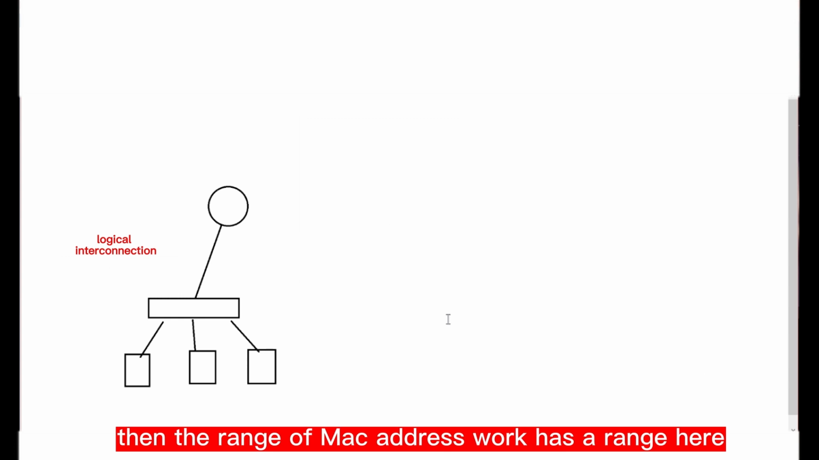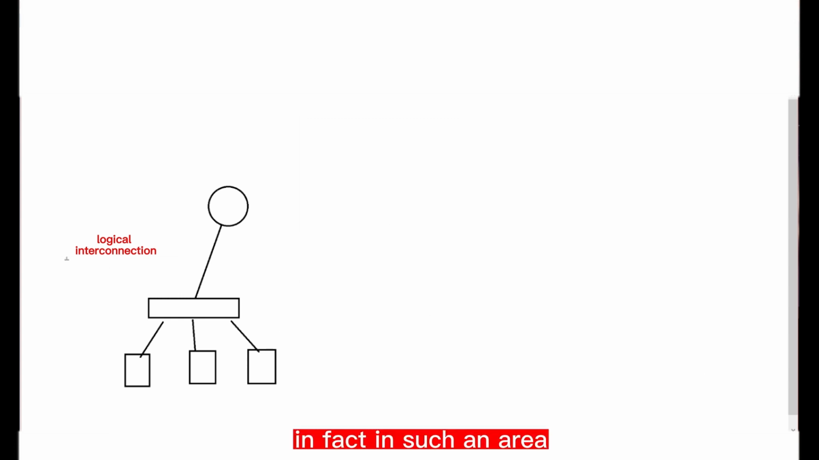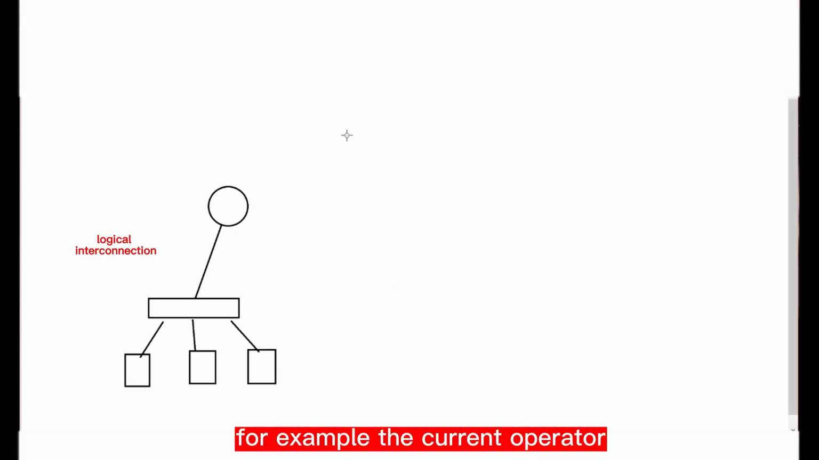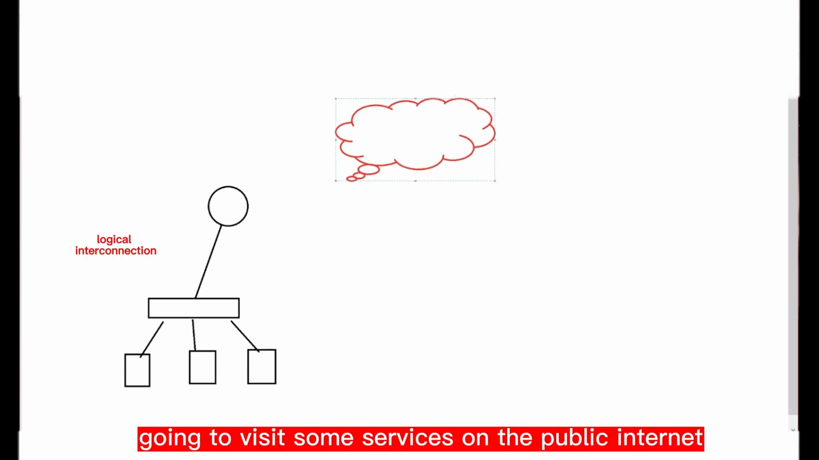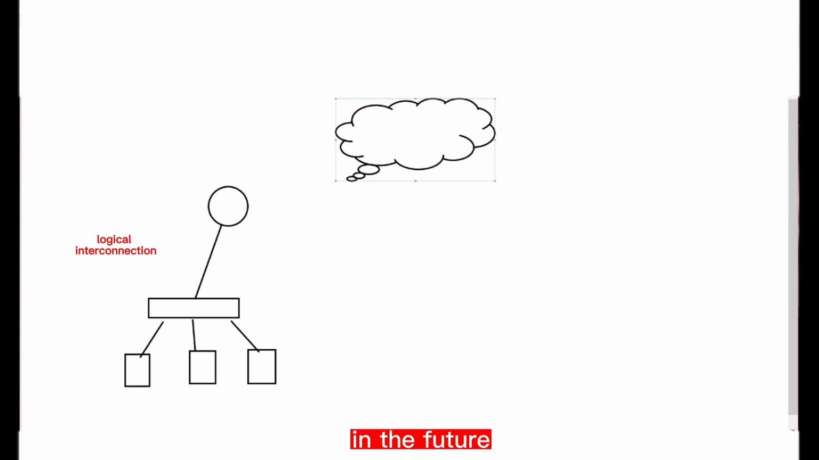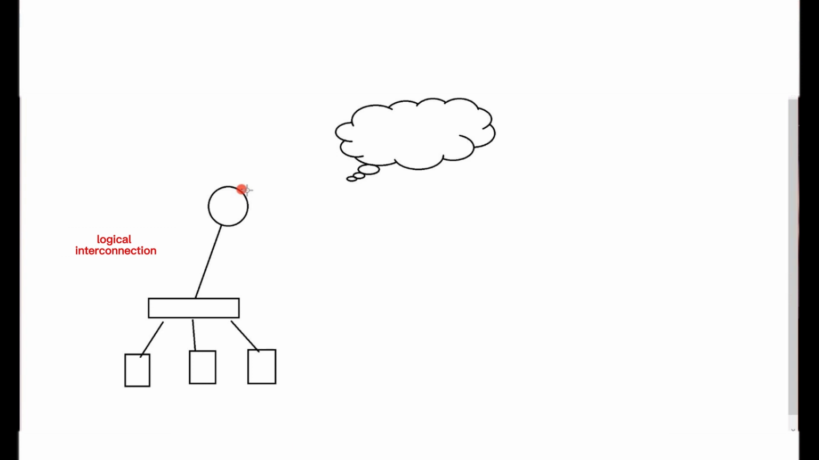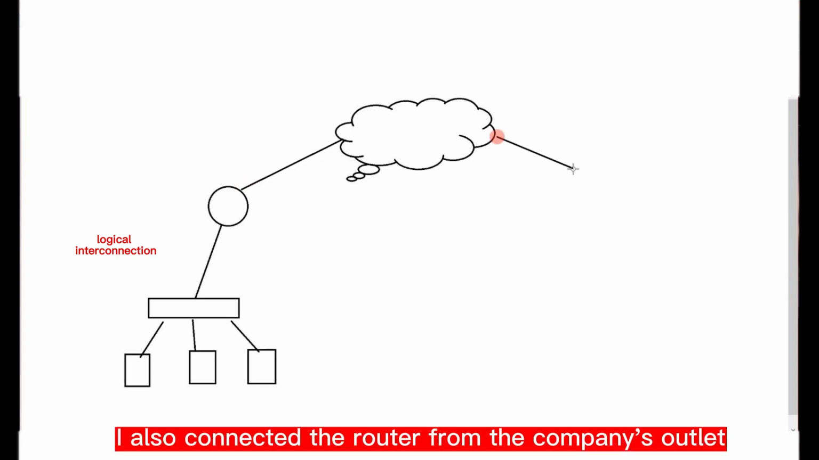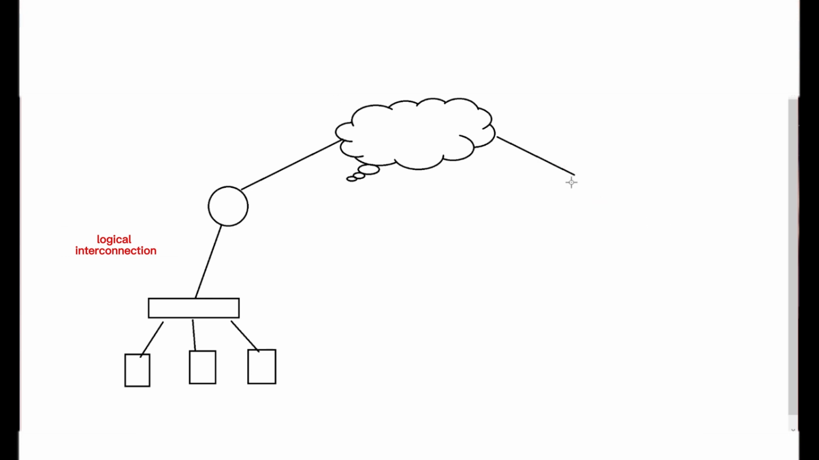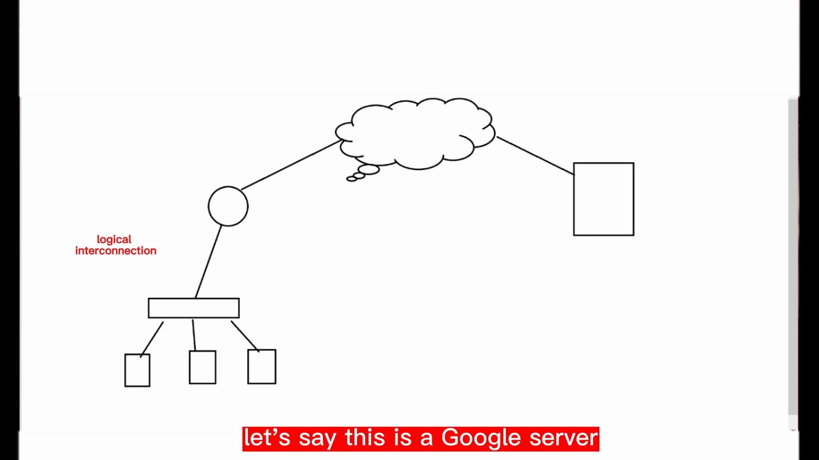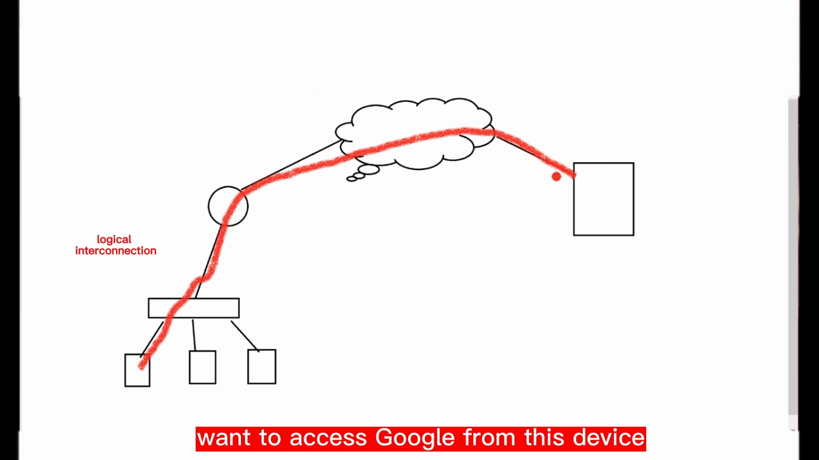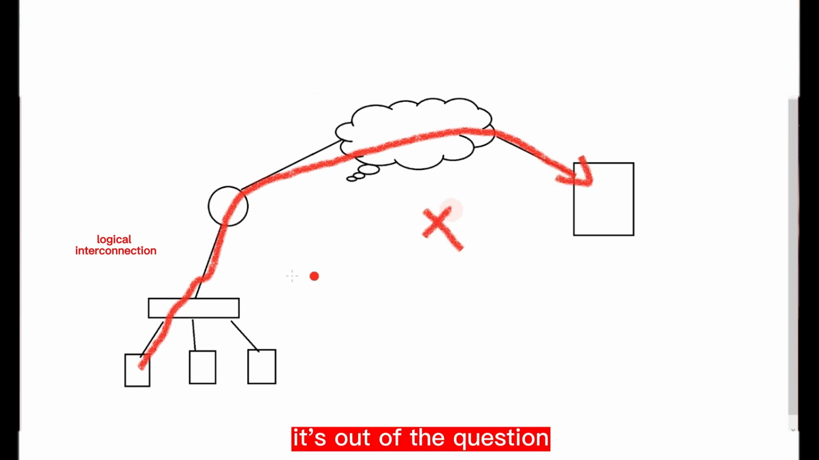So the range of MAC address work is this area. Now, for example, suppose the company wants to visit some services on the public internet, provided by the operator on the public network. I also connect the router from the company's outlet to a server on the public network. Let's say this is a Google server. If I want to access Google from this device through the MAC address, it's out of the question.